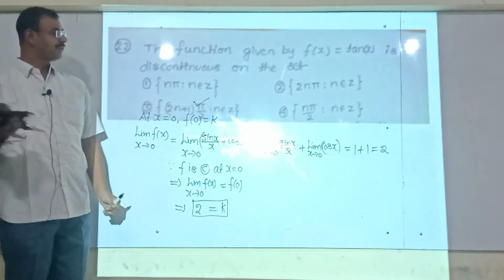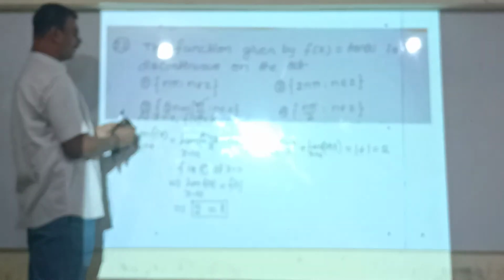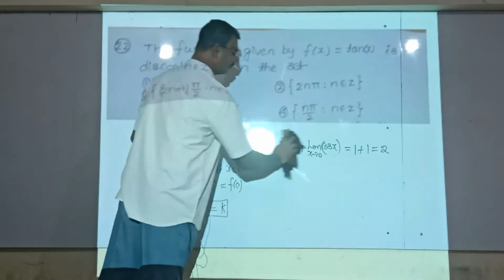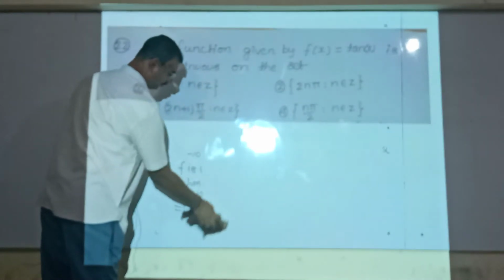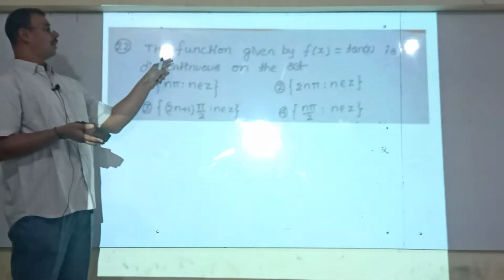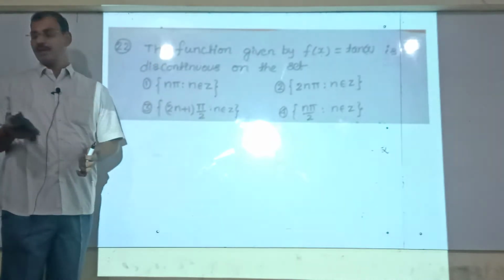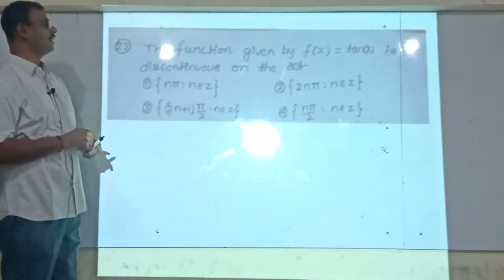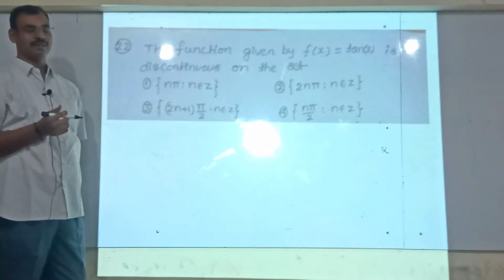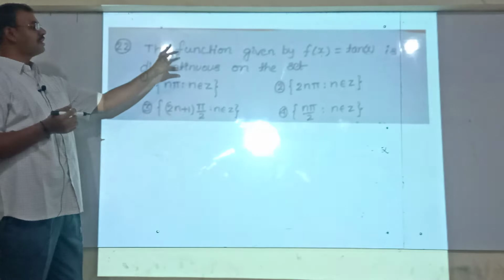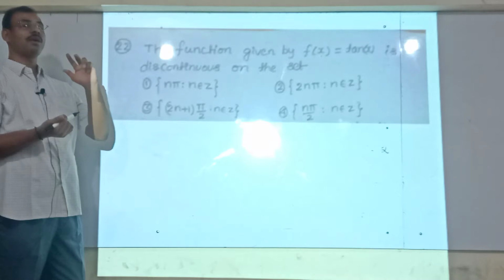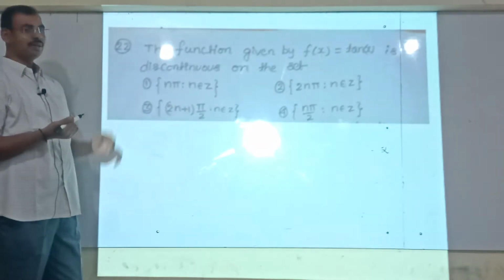See problem number 22. Have you taken this one? Second question. Read: the function given by f of x is equal to tan x is discontinuous on the set. So where is it discontinuous? But tan x is continuous in its domain, where it is not defined.